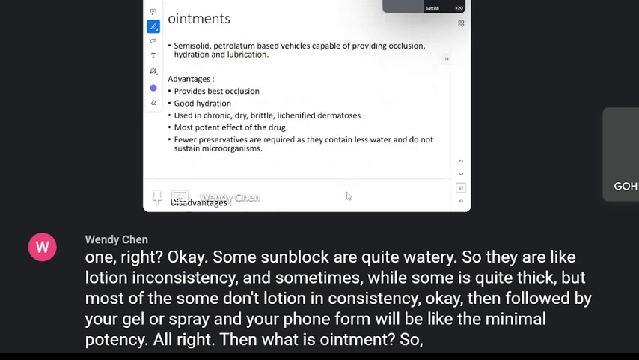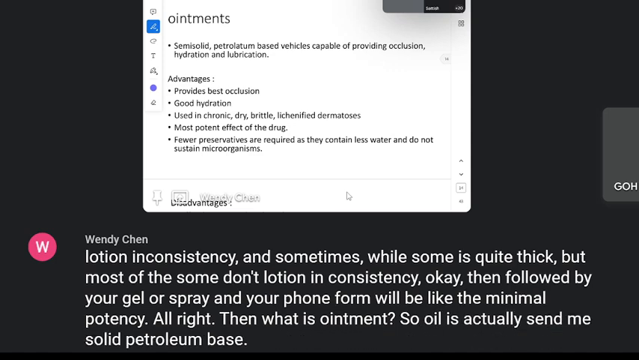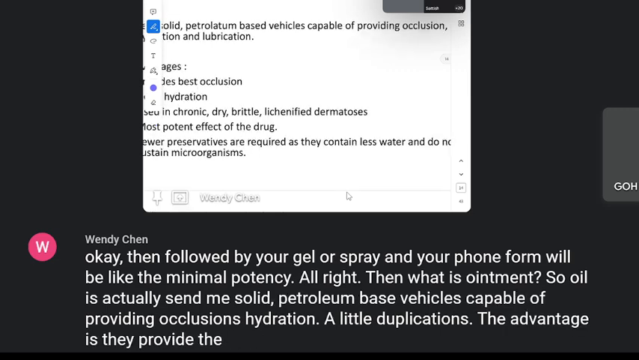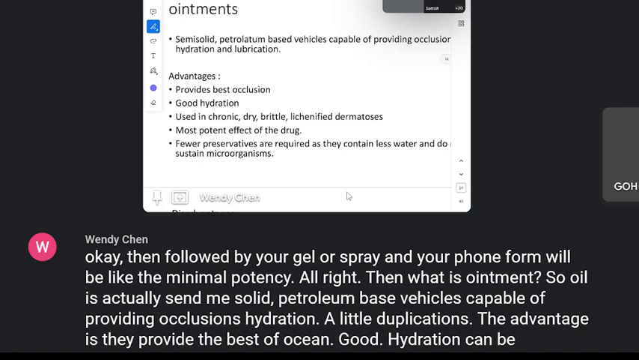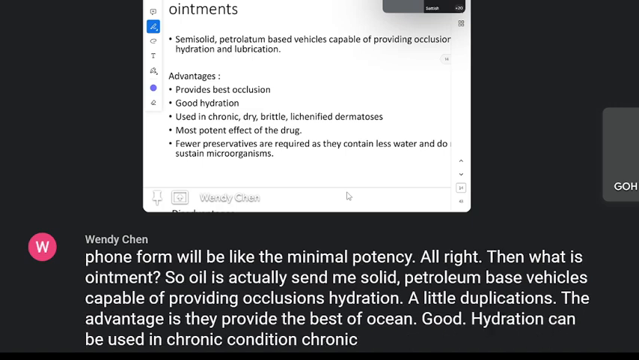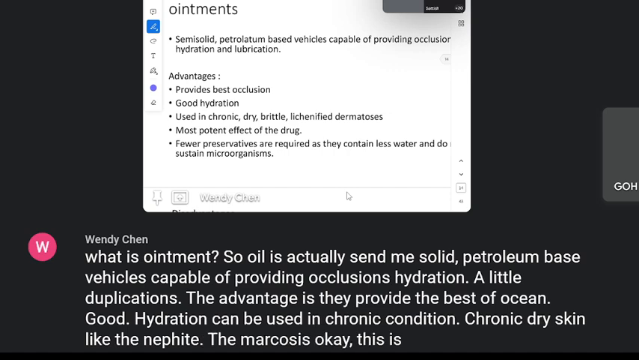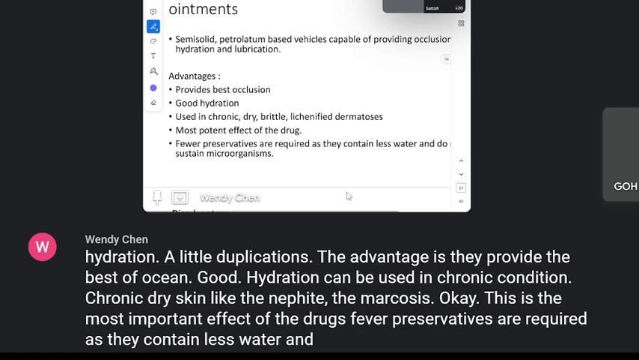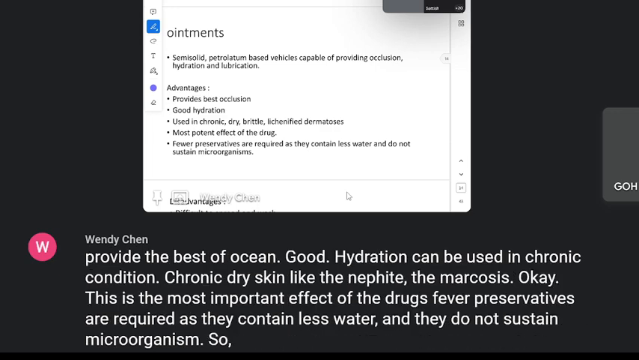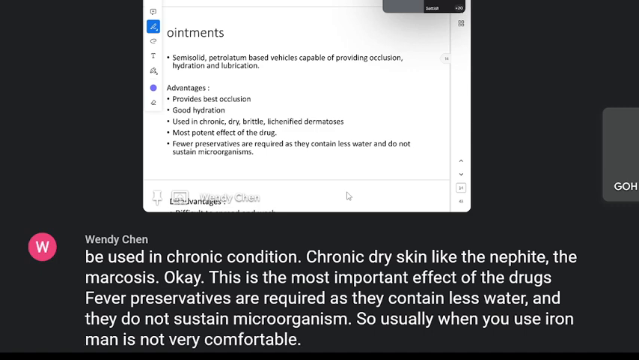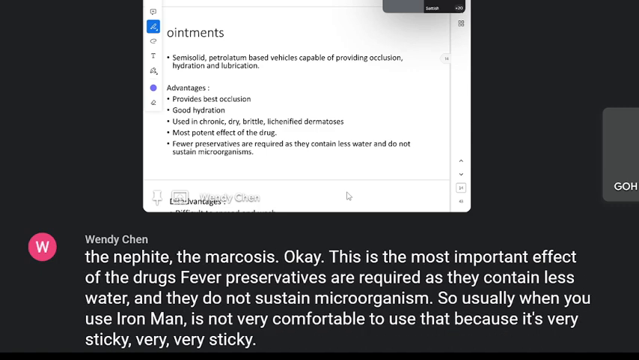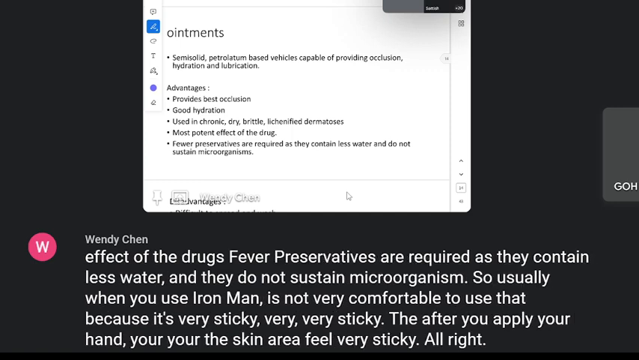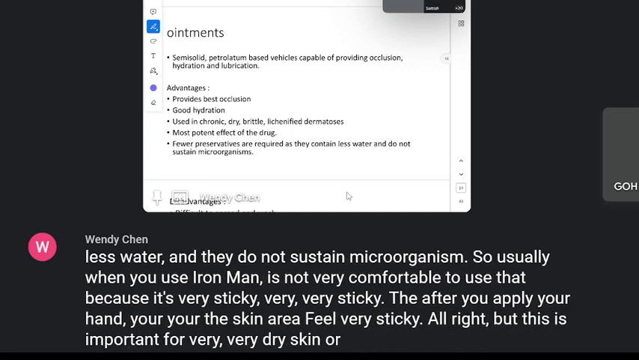Then what is ointment? Ointment is actually a semi-solid petroleum-based vehicle capable of providing occlusion, hydration, and also lubrication. The advantage is they provide the best occlusion and good hydration, and can be used in chronic conditions, chronic dry skin, lichenified dermatosis. This is the most potent effect of the drugs. Fewer preservatives are required as they contain less water and they do not sustain microorganisms. Usually when you use ointment, it's not very comfortable because it's very sticky.